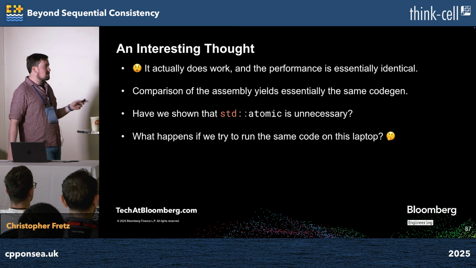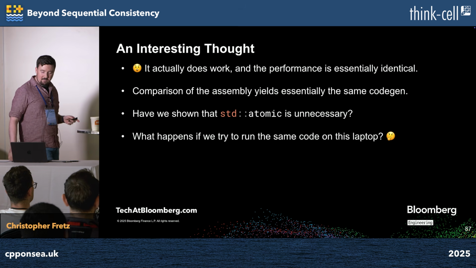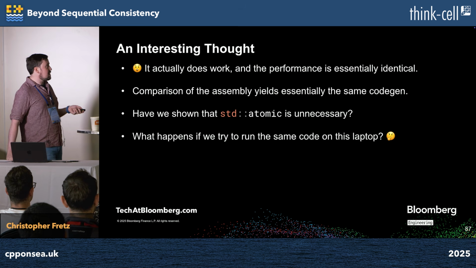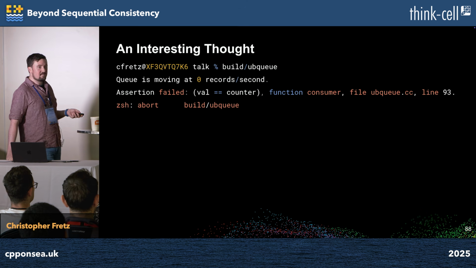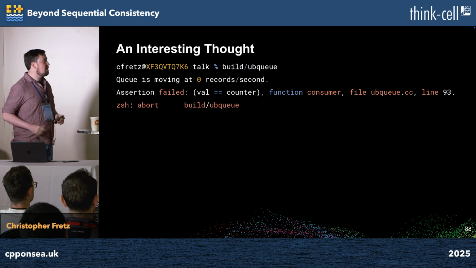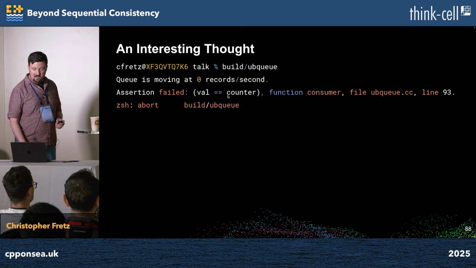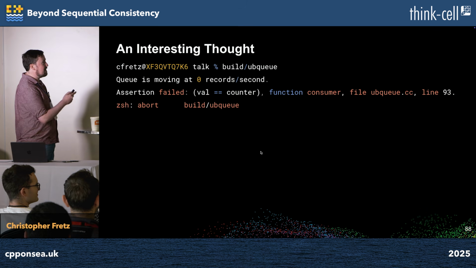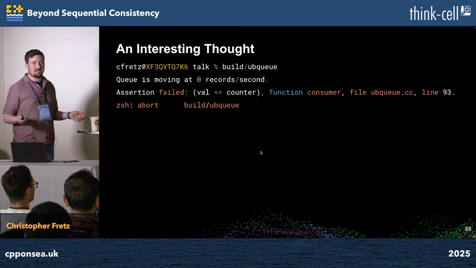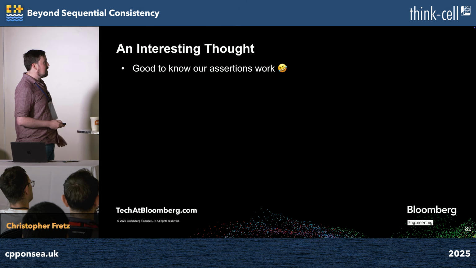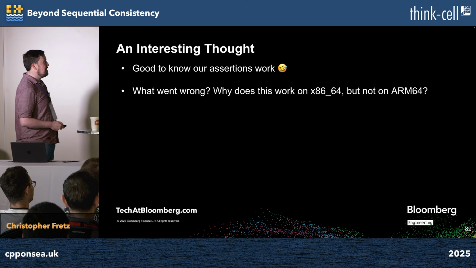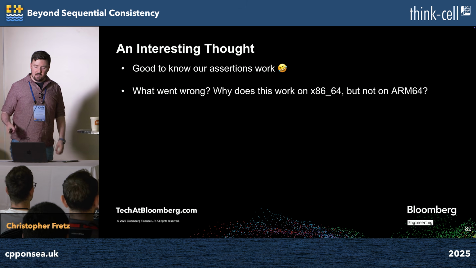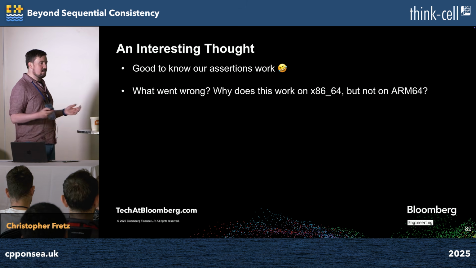Well, what happens if we try to run this exact same code, the undefined behavior queue, on this laptop that I'm currently presenting from? If we try to do that, we find that it immediately explodes. One thing that is nice is to find out that our assertions do actually work. But yeah, this just immediately asserts and dies if I try to run this on ARM. So good to know that our assertions work. But what went wrong? Why does this work on x86-64, but not on ARM64 with the exact same code?